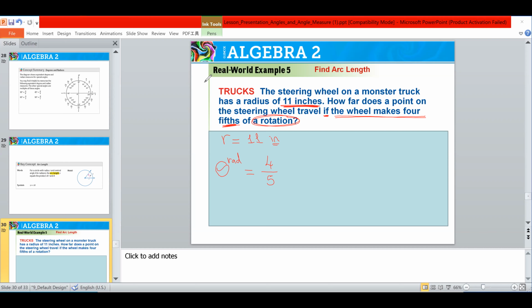4/5 of what? Of the whole. 4/5 of the whole rotation. Yes, the whole rotation is how many pi? 2 pi. Pay attention. If we have a circle like this, this part is called pi because pi is related to 180. And here also we have pi, and the pi also related to 180. The complete rotation is 360. So we have how many pi?